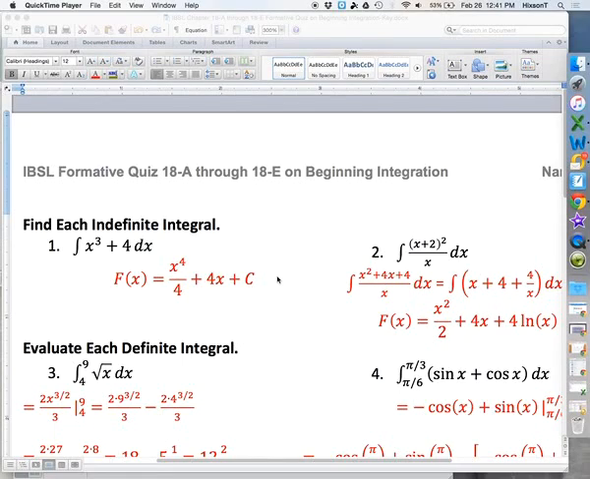All right, so let's take a look at this formative here. This first one just used the basic power rule: add 1 to the power and divide by the new power. So x to the 4th over 4 plus 4x plus c. All right, put that away and check your own. Don't forget the plus c's when you're doing indefinite integrals, okay?